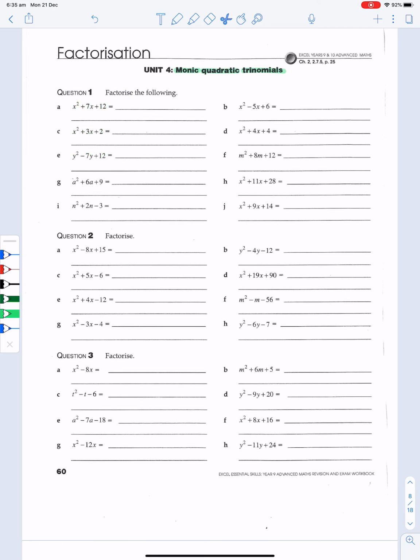It's very important because in exams the question will ask you to factorize, and you must be able to identify what type of factorizing question it is. Is it a grouping in pairs? Is it a difference of 2 squares? Is it a monic quadratic trinomial? Or is it a non-monic quadratic trinomial? Once you've identified what type of question it is, then you can answer it.